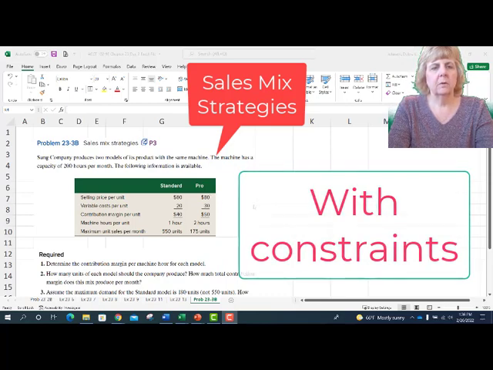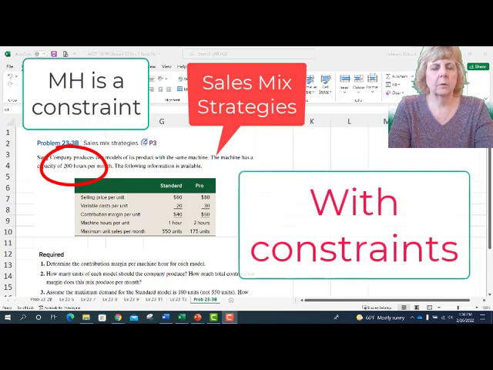A company produces 2 models of its products with the same machine. The machine has a capacity of 200 hours a month. Okay, there's our first constraint. A machine can't run nonstop. It can only run 200 hours per month.